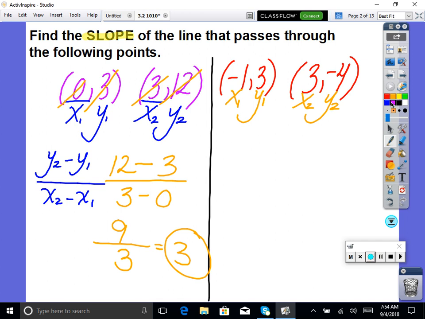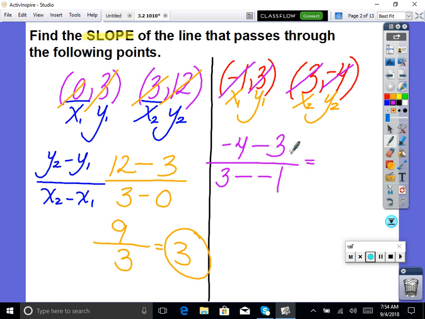Then same formula, y2, which is -4. Then put a minus sign. Then y1 is 3. All over x2, which is 3. Put a minus sign. Then look, and it's x1, which is -1. When we start getting negatives is when people start making errors. So be very careful. And now we'll simplify.